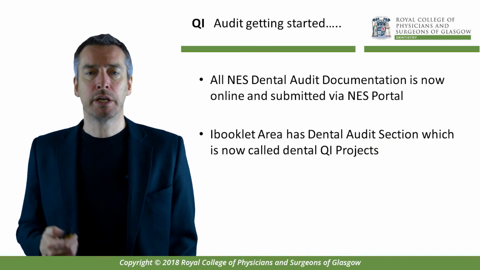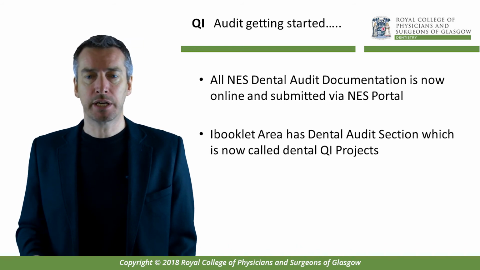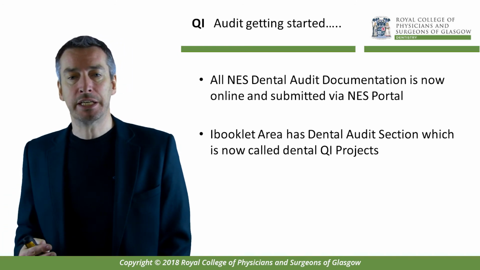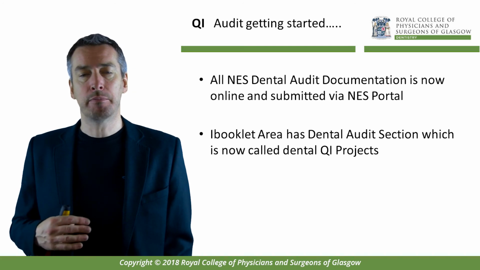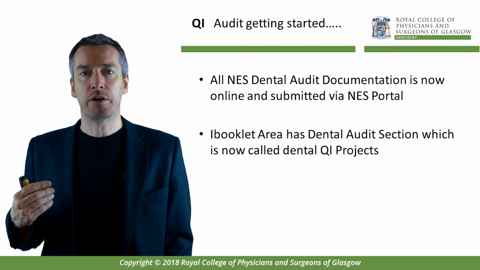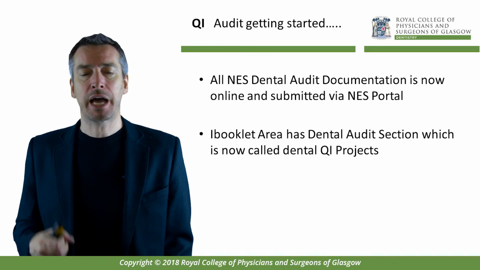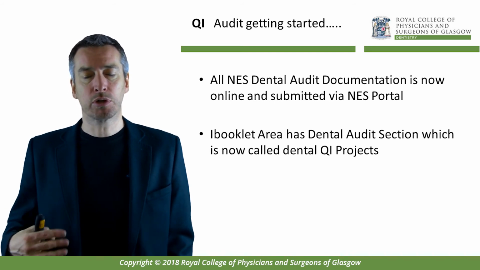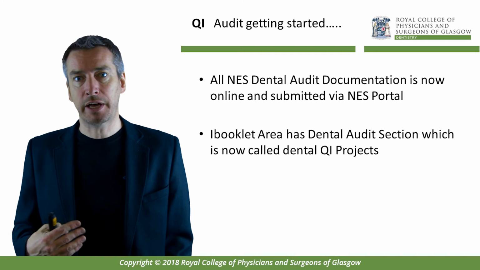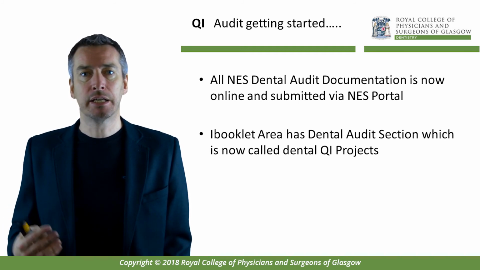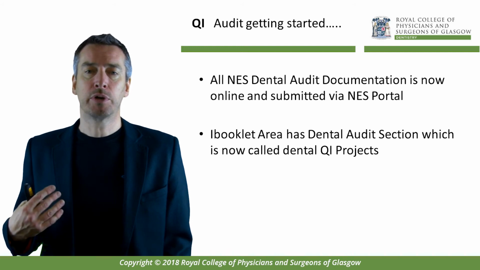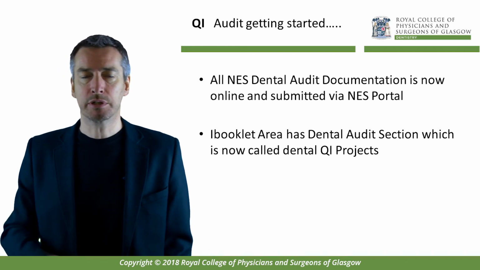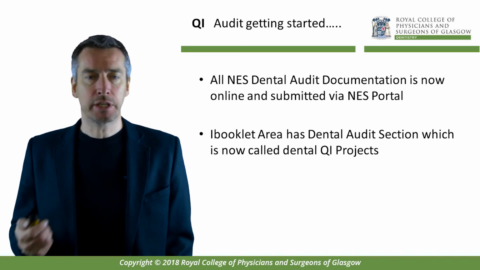So, quality improvement and audit, how do we get started? Two best places to look would be the NES dental audit documentation on the NES portal. You click on the NES portal and really you just follow the process. The iBooklet section on the portal is now labelled as quality improvement, not dental audit, so some people are finding it hard to find, but if you click on that, it basically takes you through a template where you'll identify what your audit's going to be on, and you just fill it in from there, and there are some examples and some information on how to do that properly.